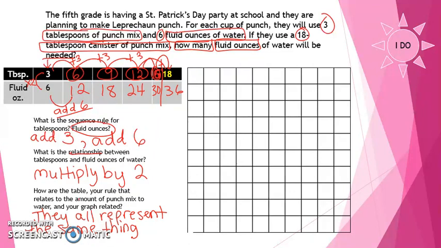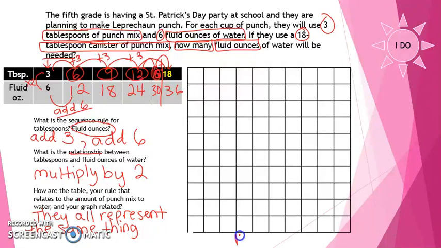So just as the table shows the number of pairs that relate to the amount of tablespoons to fluid ounces, our rule shows the relationships in words: to multiply the number of tablespoons of punch mix to find the number of fluid ounces of water to use. And then in the graph, we're going to show the relationship as a line. It's going to show the relationship of the number of fluid ounces of water, and you're going to understand that it's always twice as much as the x-coordinate. So let's go ahead and graph it.